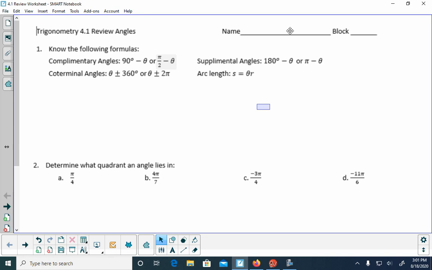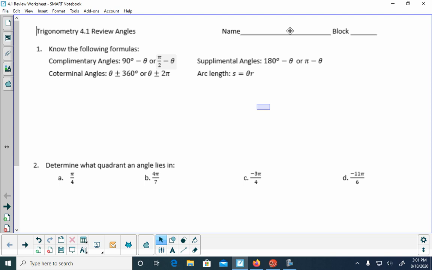You should know that complementary angles are two positive angles that add up to 90 degrees. So to find a complementary angle, you're going to take the angle that you're given and subtract it from 90 degrees, or if you're in radians, you're going to subtract it from pi over 2.